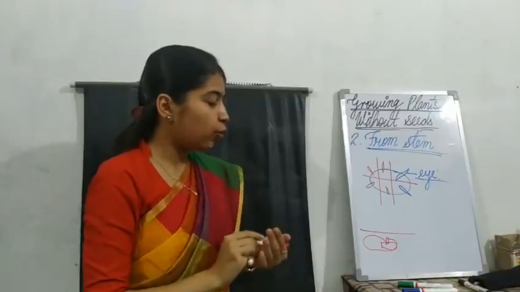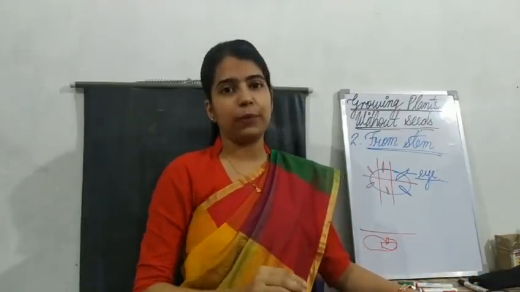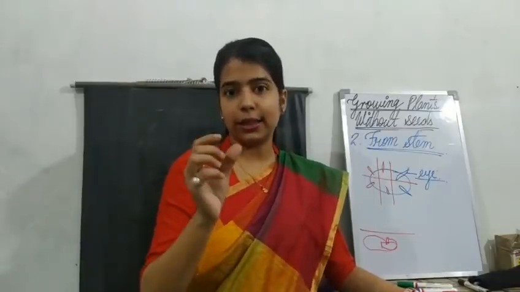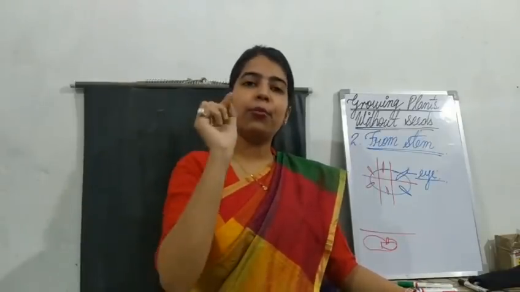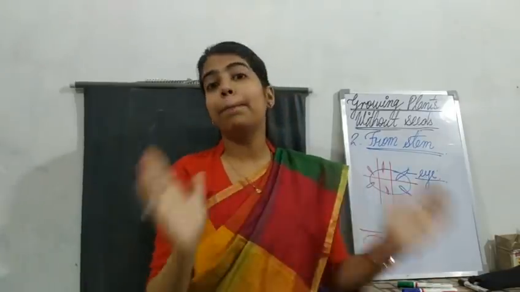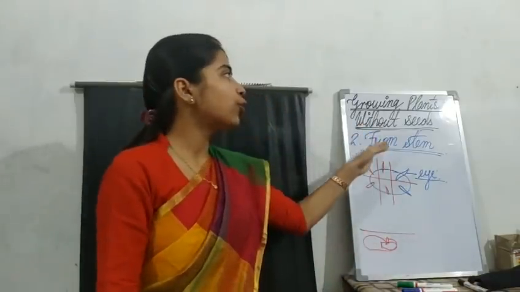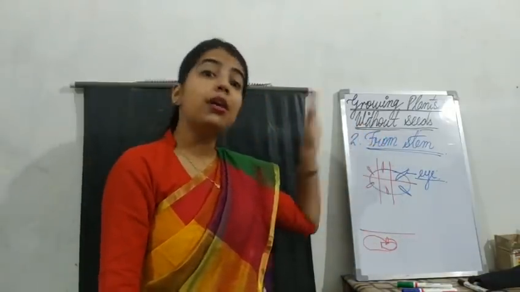So this is how from the stem you can grow a complete new plant. Ginger you eat, adrak. Ginger also, if you put a small portion of the ginger into the soil, you will get a complete new plant growing from it. So this is how you can grow a plant from the stem.